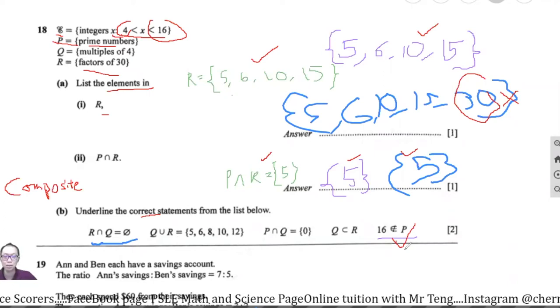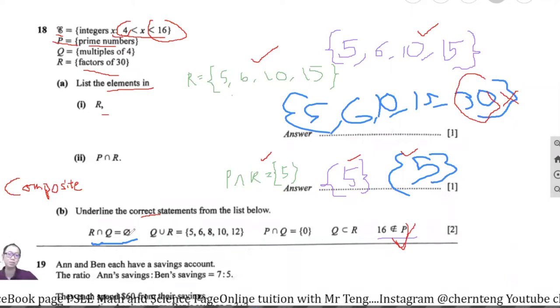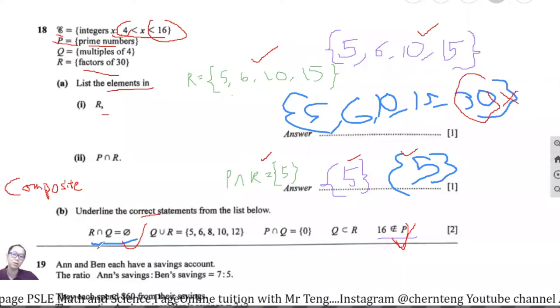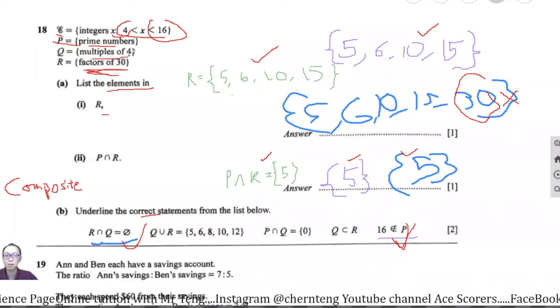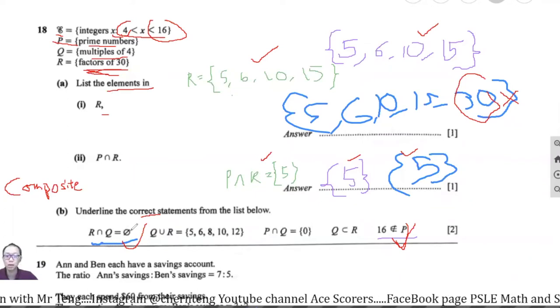Now, this is correct, but there is more than one statement that's correct. This is correct as well. R intersect Q is null. Why? Because R is factors of 30, Q is multiples of 4. R intersect Q is equal to null. There's no intersection between R and Q. Okay?